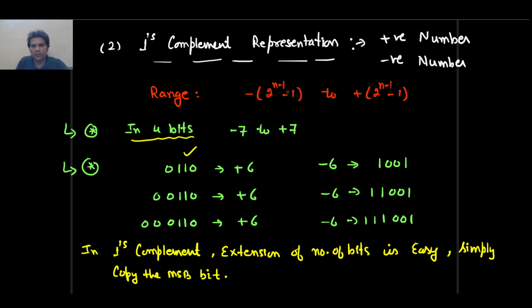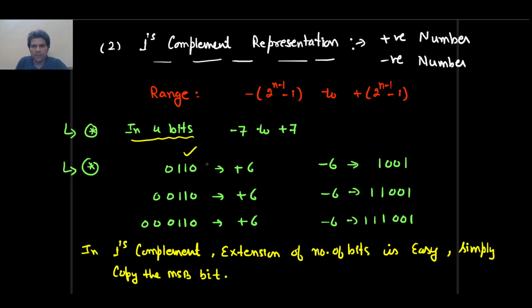Now the question is, how do we represent plus 7? How do we represent minus 7? Correct. So the point is, let's say for example this plus 6 is there. This MSB is 0 and the remaining bits are for magnitude. So this is plus 6. Okay. So minus 6, how do we represent minus 6?